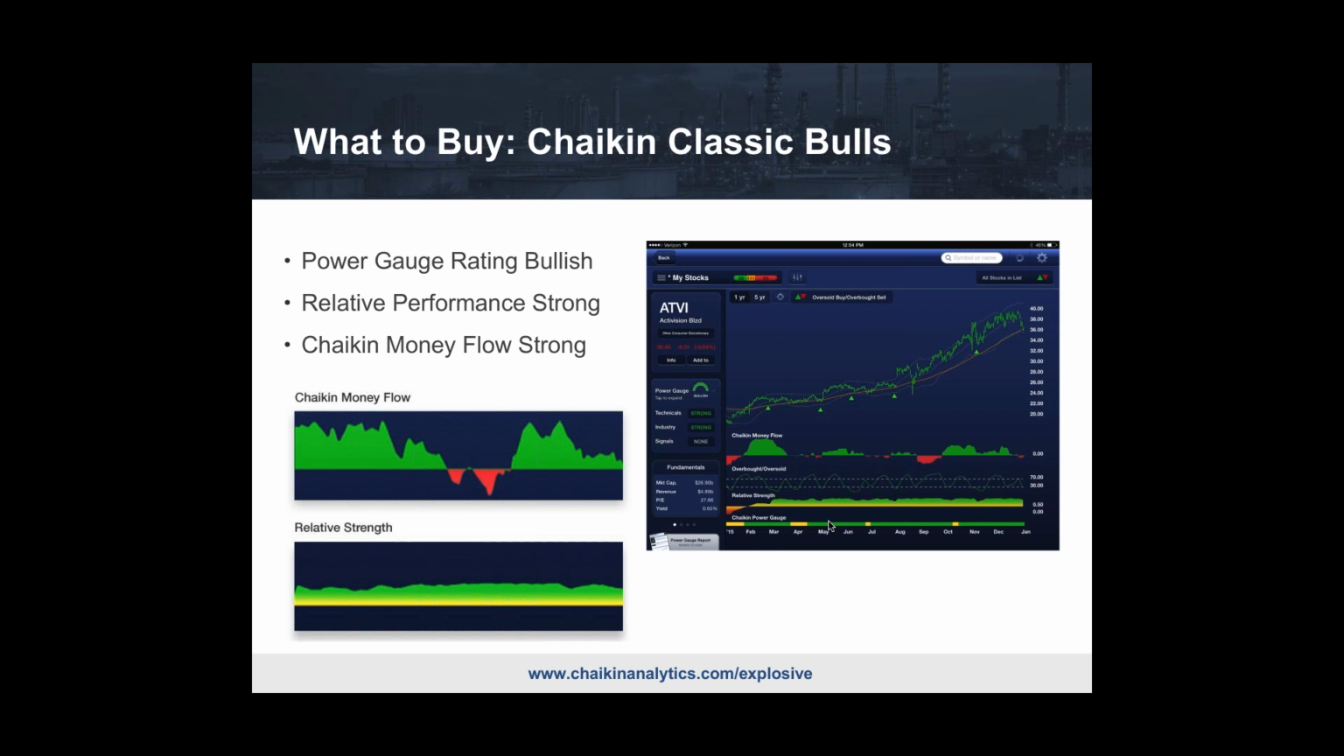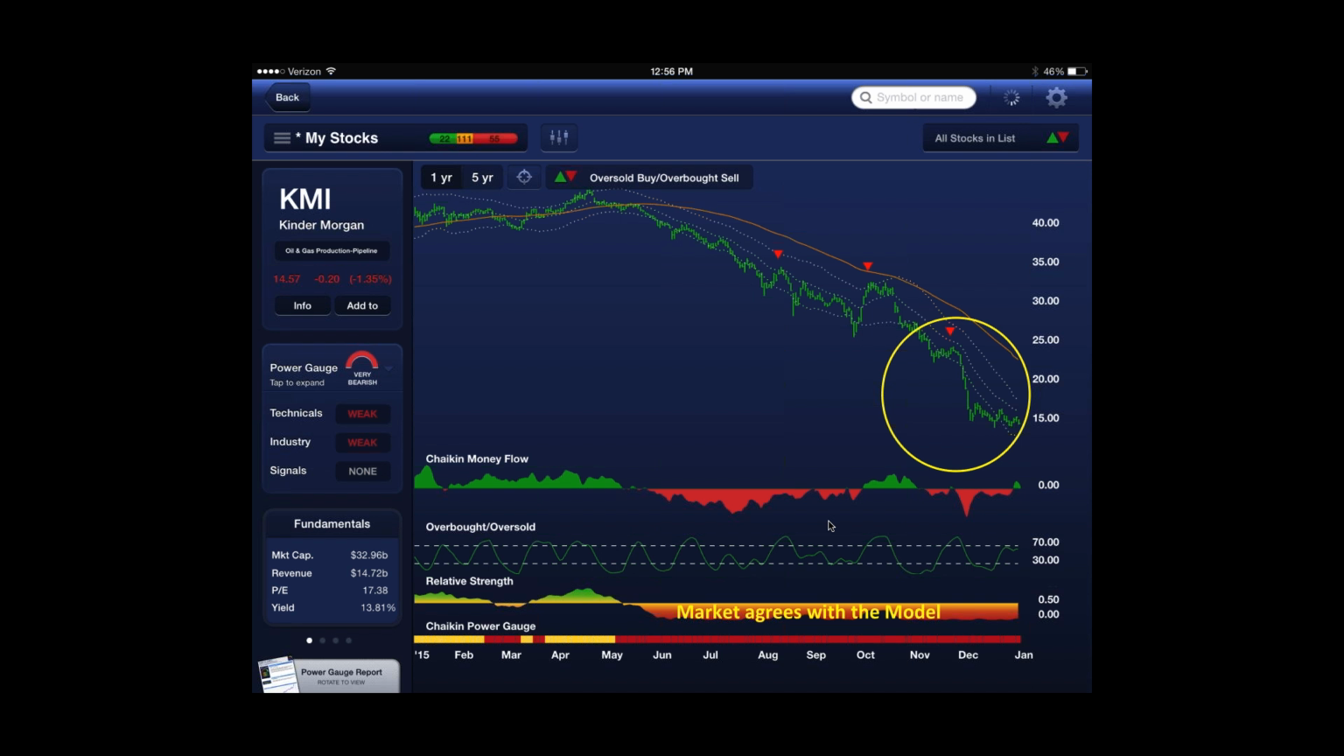And we're using Activision Blizzard as our classic bull. Power gauge rating needs to be bullish. Stock has to be outperforming the market. And we want Chaikin money flow to be strong. So here's what that looks like on a 1-year chart. The bottom indicator is the Chaikin power gauge rating. You can look at it and decide for yourself whether this works for you and your trading style or your investment style. And it's clear cut.